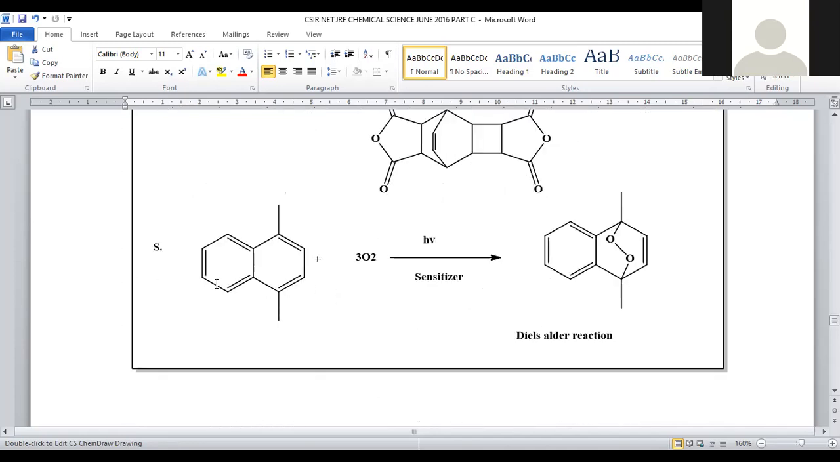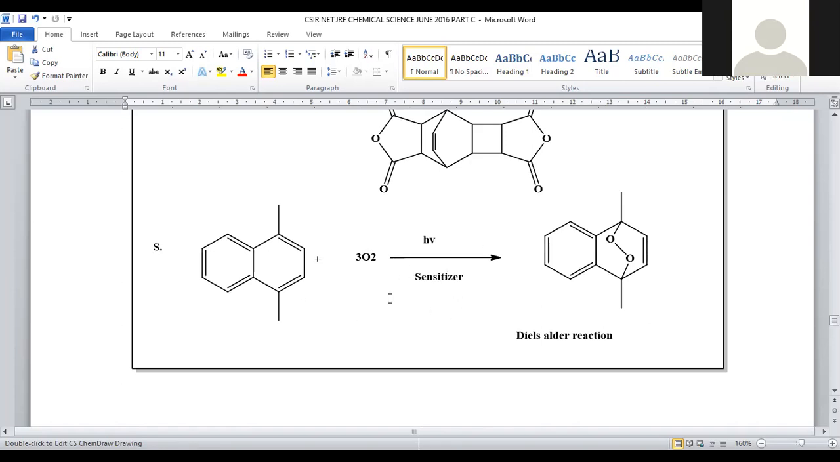And the last one, S, we are taking naphthalene, and dimethyl naphthalene was given upon treating with oxygen. Oxygen is added here under h nu conditions, and a sensitizer is also added. If the sensitizer is not there, the light will not be absorbed directly by this reaction. That means a photochemical reaction is not possible.